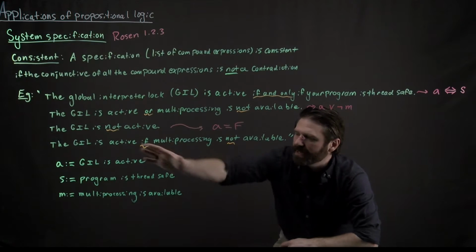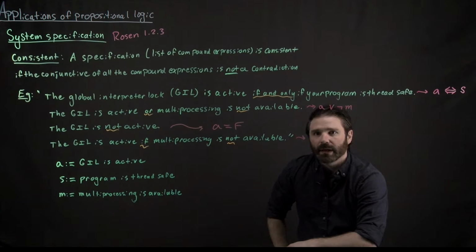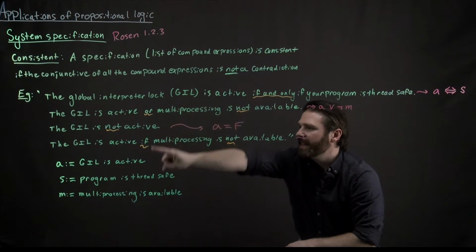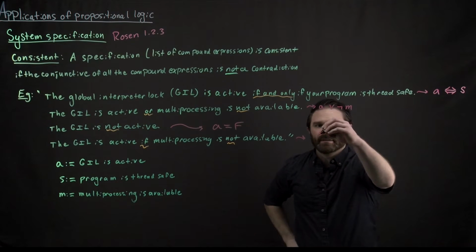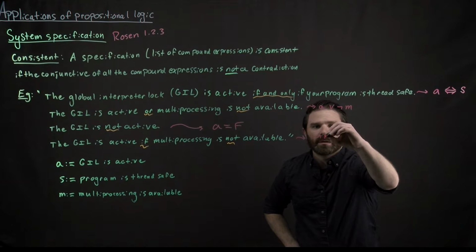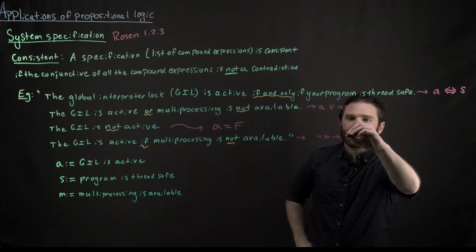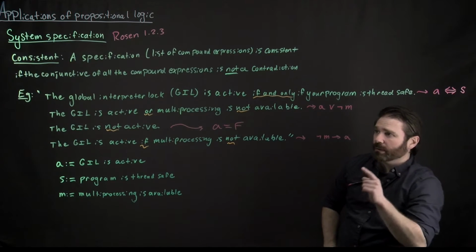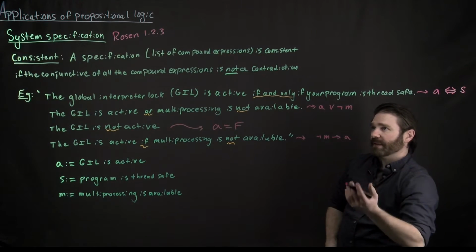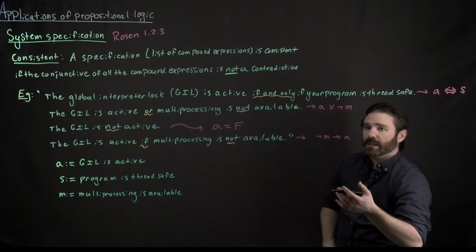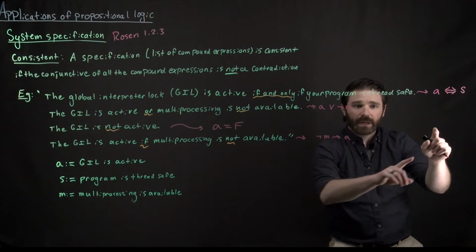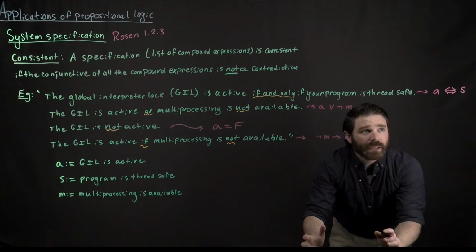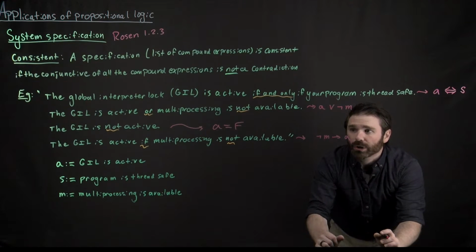So remember the many different ways that we can represent implication. And so the way that we would represent this is if multiprocessing is not available, then the global interpreter lock is active. So not M implies A. And so what we want to do to figure out if this specification is logically consistent or not is figure out if the conjunction of this, that, and that compound expression is going to be a contradiction or not.